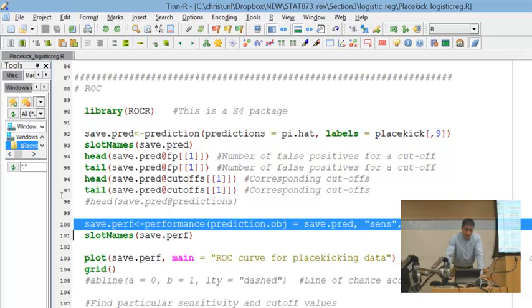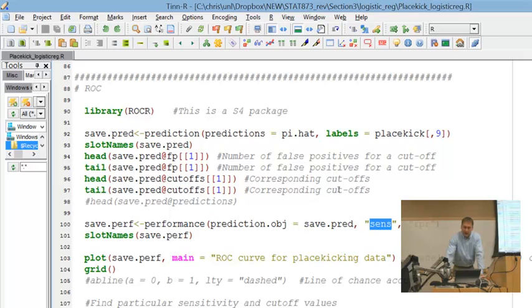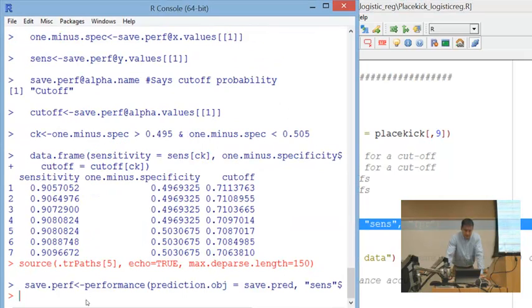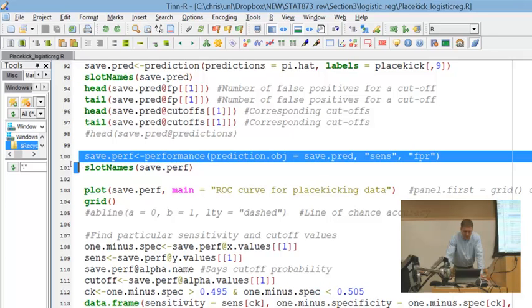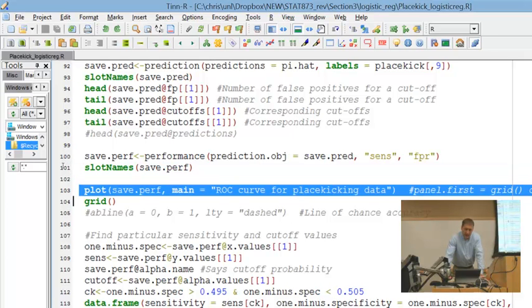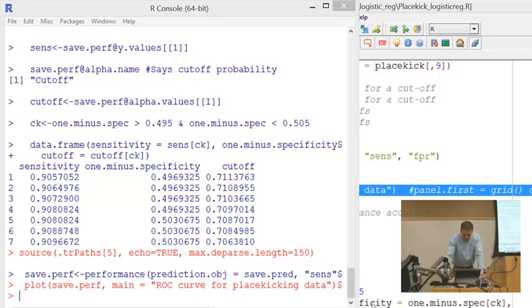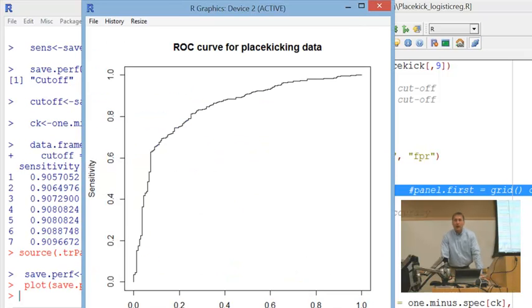Then, step 2 of the process, I use the performance function, which allows me to calculate various accuracy measures, in this case the sensitivity and the false positive rate, 1 minus specificity. And I also pass in the results from the prediction function. And then lastly, the third step is that you simply plot the results from the performance function. And what you get then is there's my ROC curve.